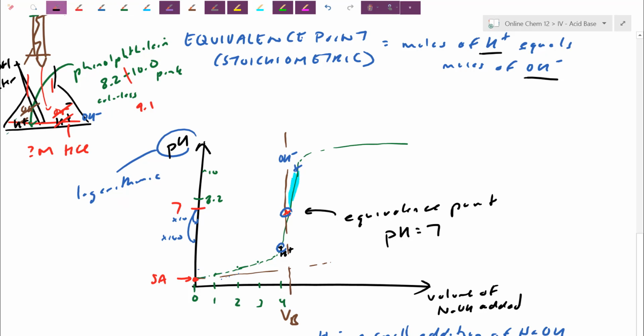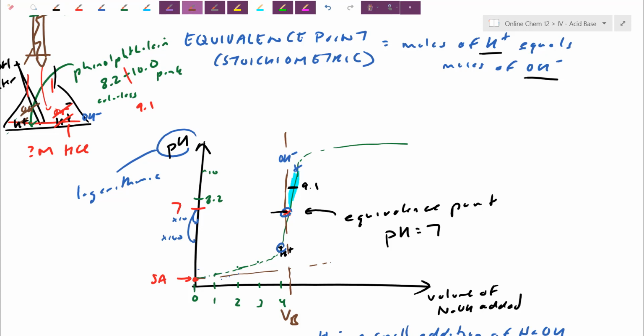At a pH of 7, when we expect the equivalence point, the phenolphthalein is still colorless, right? It's colorless only until the midway region at 9.1. Only then does it change to pink. So this is actually a systematic problem. We realize the phenolphthalein actually changes color a little bit too late.